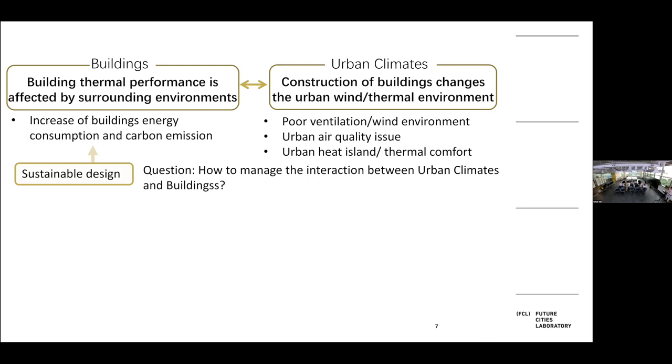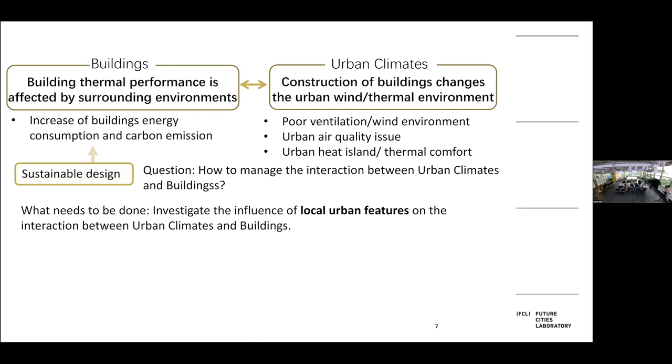In sustainable design, how to manage the interaction between urban climates and buildings is an important issue, an important factor. Most past studies have been conducted before. However, the influence of the local urban features remains unclear. Therefore, in our study, we have investigated the influence of different local urban and building features from the following two aspects. One is the wind environment and urban dispersion, and the second is the thermal and energy performance.